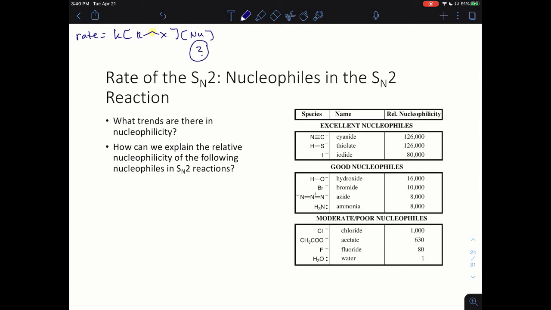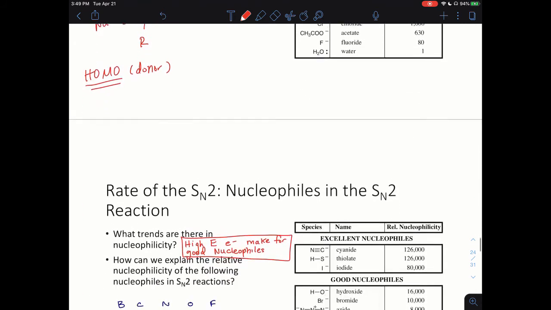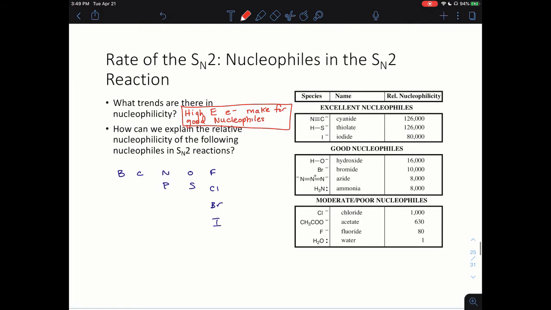But now we want to know how the nucleophile affects it. So take a moment and look at this data. It's really complicated, so we're going to take a minute to talk about it, and think about whether or not you see any trends in nucleophilicity. The nucleophile, of course, is using its highest energy filled orbital to donate electrons into sigma star C-X. So the higher energy electrons are going to correspond to the best nucleophiles. And that's what we see. So high energy electrons make for good nucleophiles.